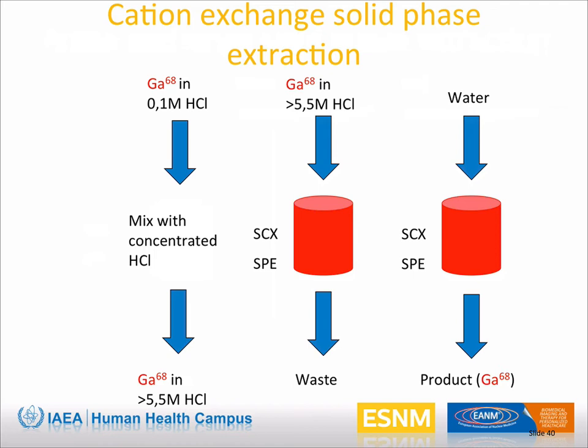And then you take water, put it through the strong cation exchange resin, and you have the final product, gallium in hydrochloric acid, because the water doesn't contain any hydrochloric acid, but the residual hydrochloric acid on the column will come off, so we'll have the gallium in a slightly acidic solution.